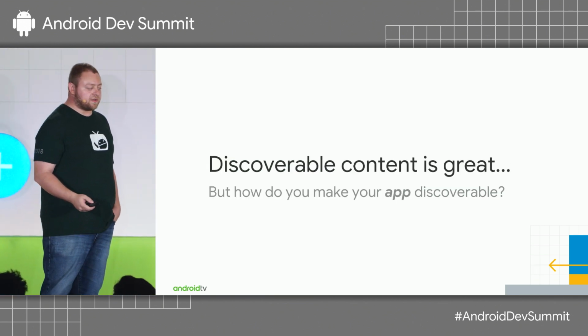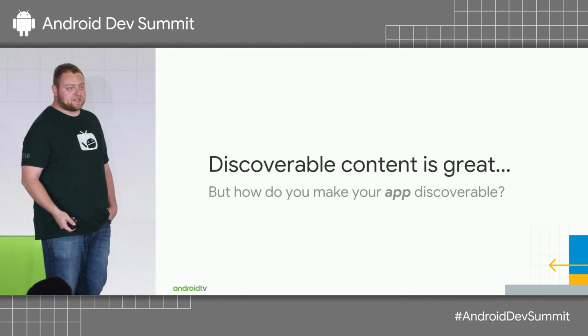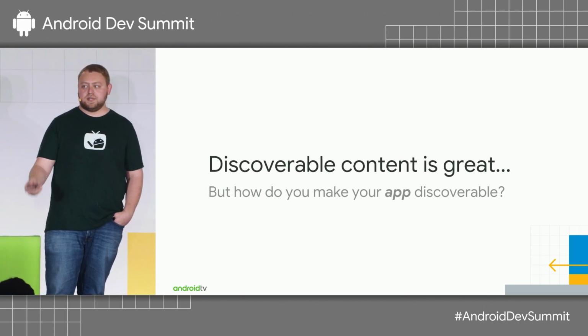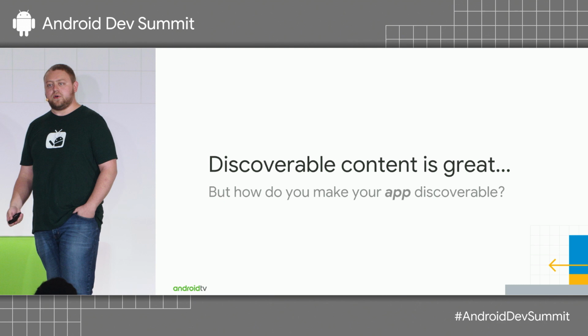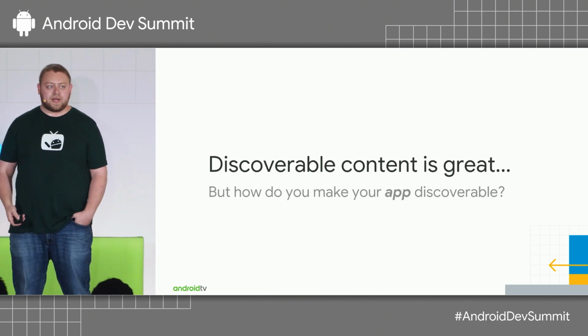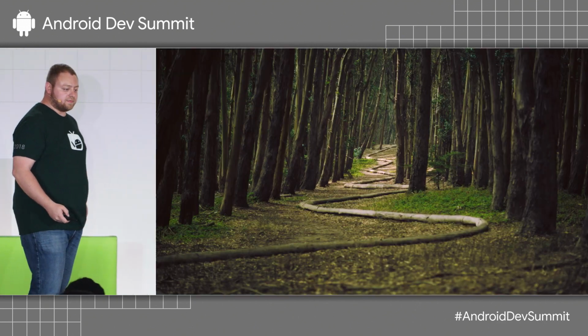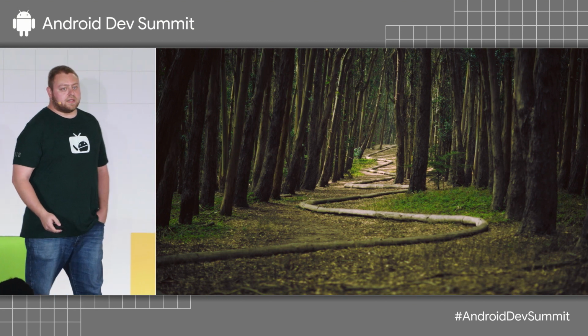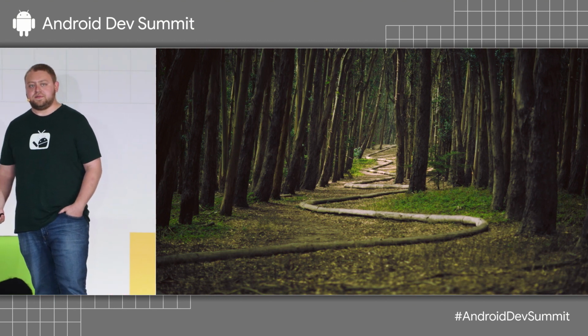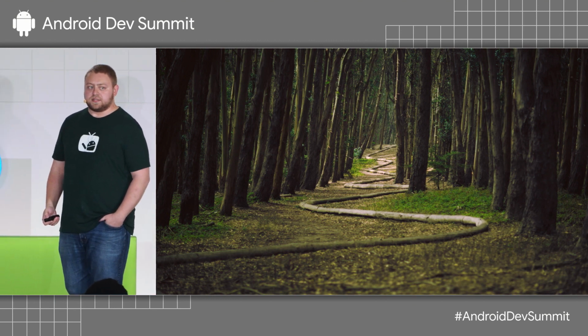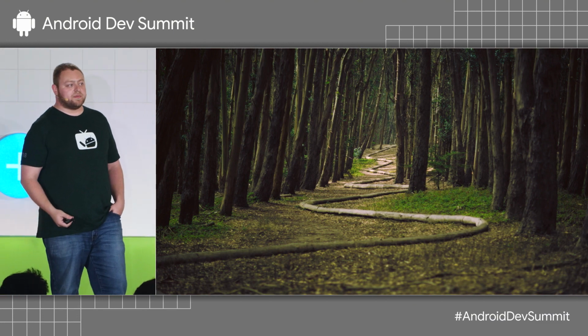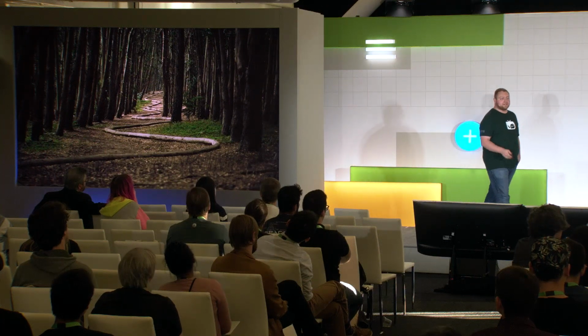So discovering content's great. There are 3 ways to go about it: in your app, searching with the assistant, and on the home screen with channels. But how do you make your app discoverable? The third thing. The App Store on TV is a bit different. It filters out a bunch of content. It wants to make sure only apps that are designed for TV will be shown. So when the user opens up the App Store, they're only looking at apps that can be played on TV or can be installed on TV.